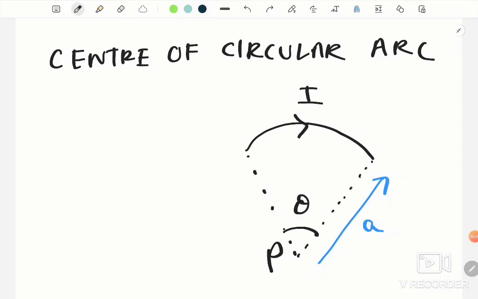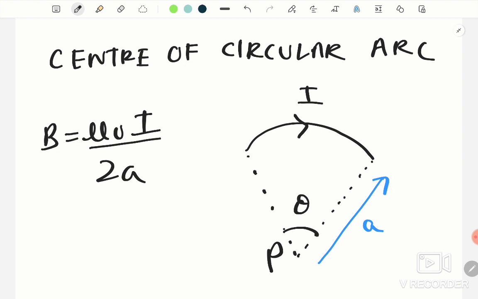Yes students, in this slide we will check the value of magnetic field at the center of a circular arc carrying current. Guys, to find the value of magnetic field at point P, we are simply going to use the formula of magnetic field at the center of a circular wire, and then we'll multiply this by a small ratio. We will write the formula of circular wire, which is given by mu naught I upon 2a, and then we'll multiply this by theta upon 360 degrees.